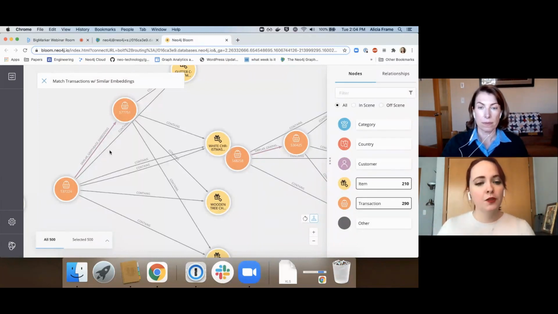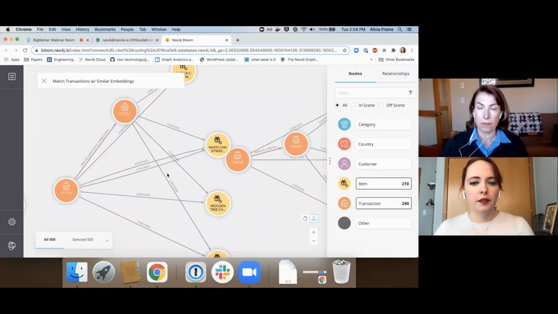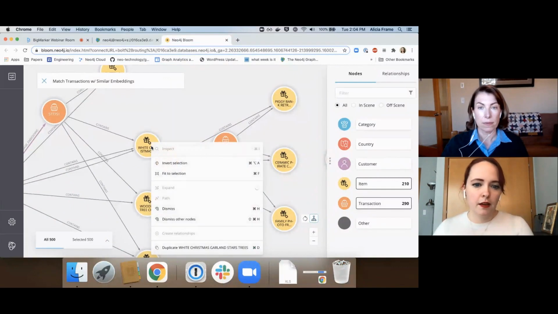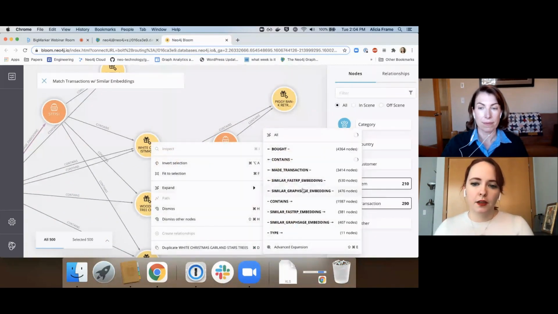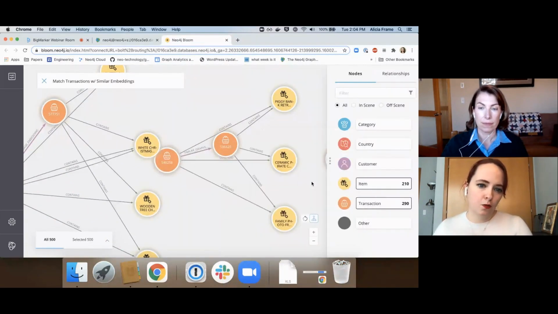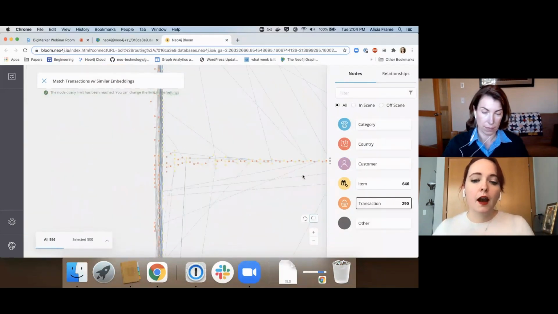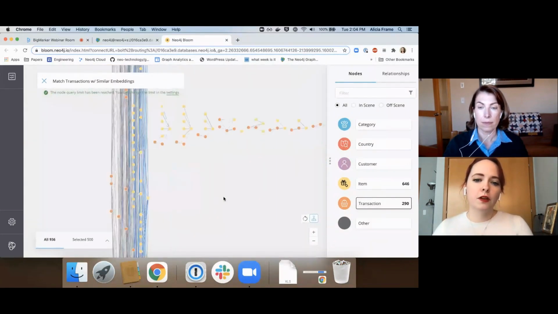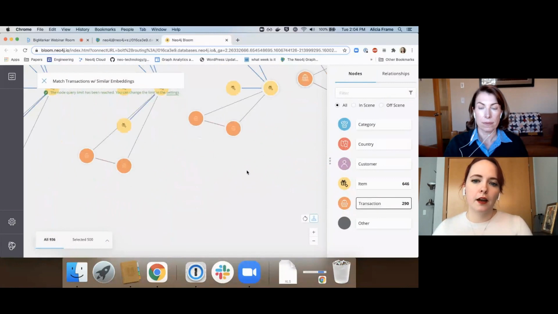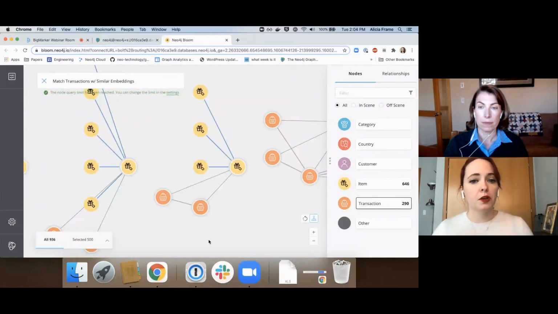If I wanted to take this further, maybe I'm doing recommendations. So maybe I want to use this similar embedding to say, okay, I bought this white Christmas thing. I want to find the similar FastRP embeddings, so which items were most similar to it. And then I want to make recommendations based on which items are most similar in my FastRP embedding. So I can compare and contrast, mix and match. I'm going to hand it back to Amy to wrap us up.